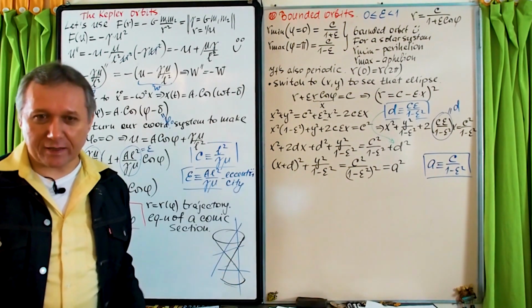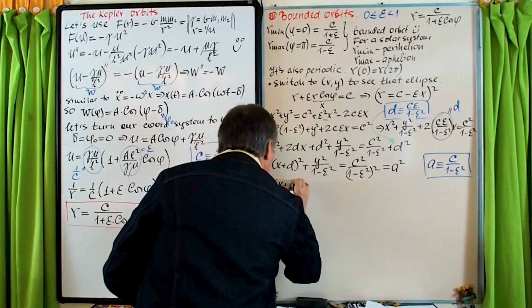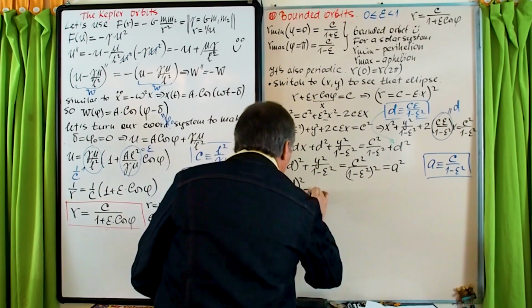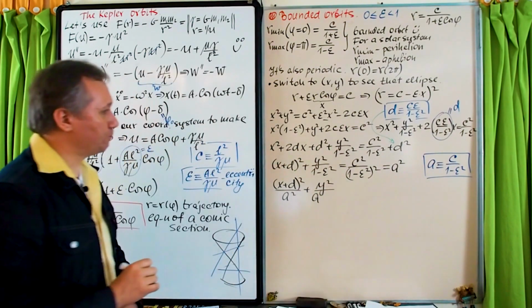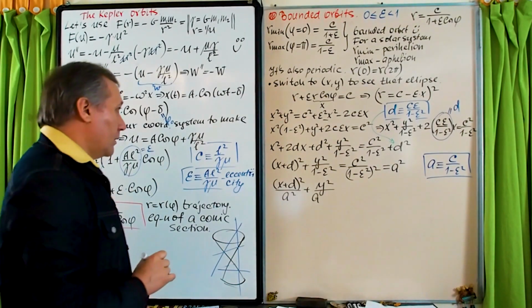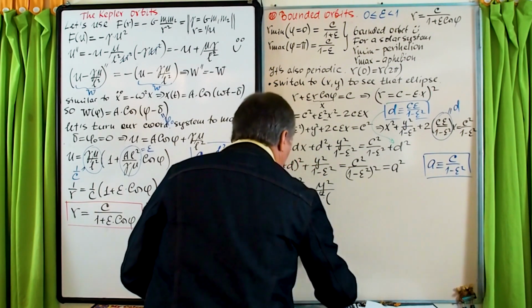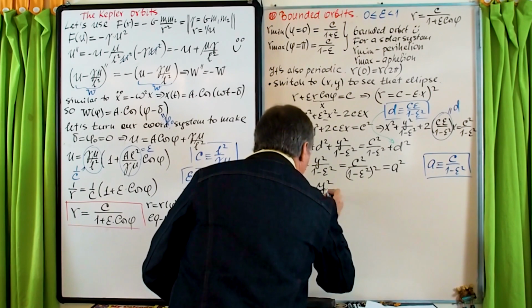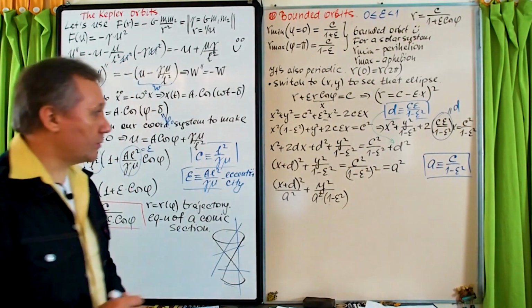So now let's divide everything by a squared. We will get (x plus d) to the power of 2 divided by a squared plus y squared over... Okay, you know what? It overlaps with y upstairs, right? Let me separate them: a squared times (1 minus epsilon squared), and it is equal to 1.